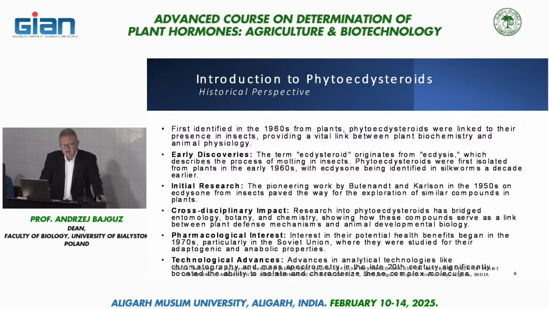As analytical techniques like chromatography and mass spectrometry advanced in the late 20th century, researchers were able to identify and characterize a vast range of phytoecdysteroids. Today we recognize over 300 different types across various plant species, with unique biological properties.